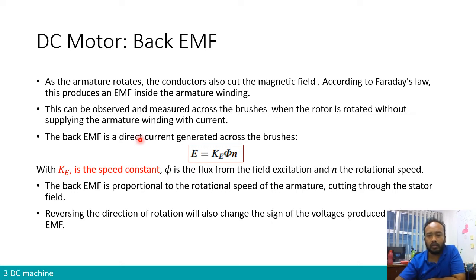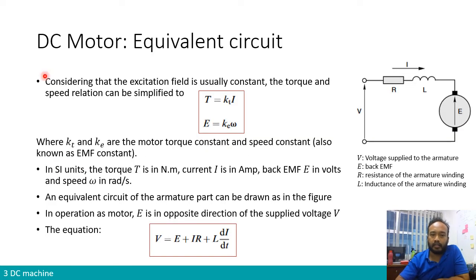Using these two characteristics, back EMF and the torque that we have seen in the previous slide, we can construct a model of the DC motor. The model I mentioned is what we call an equivalent circuit. An equivalent circuit is an electrical circuit that explains the relation between the different parameters in a machine, and the interaction between them.